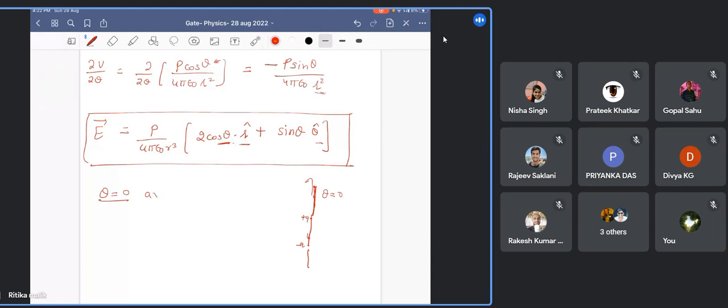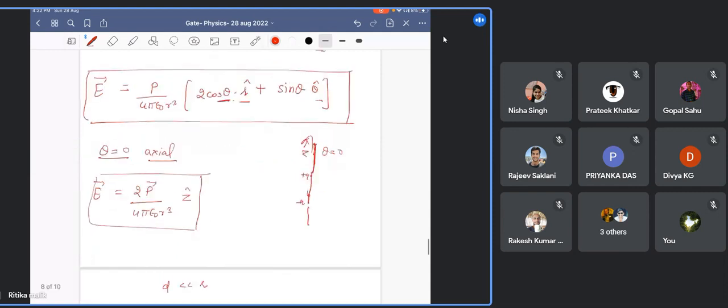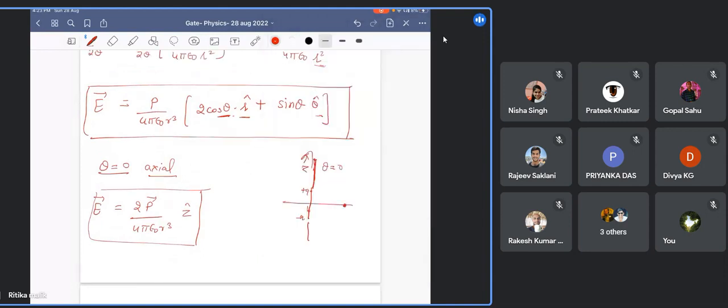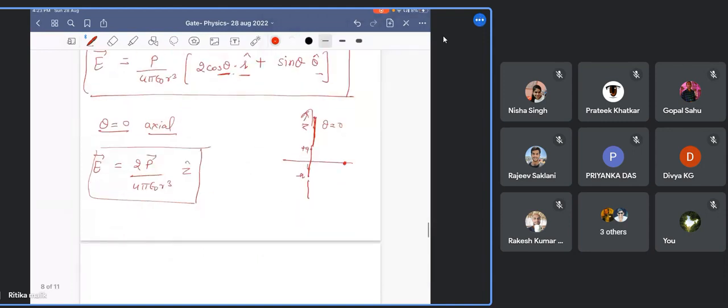And the electric field is then given by 2p vector divided by 4 pi epsilon naught r cube, in the z cap direction, since we have taken the angle with the z axis. And what happens if we are talking about the perpendicular direction, that is, the direction perpendicular to this dipole moment? Then the electric field is given.